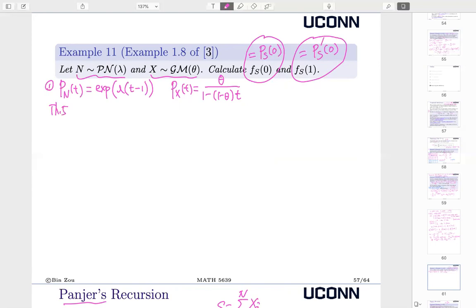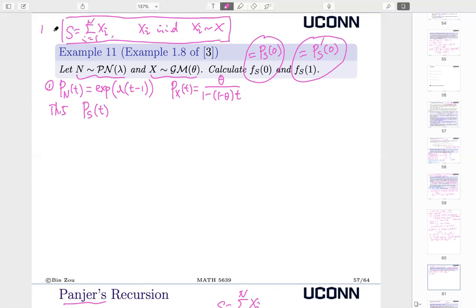By theorem 5, we know the probability generating function of S. By the way, let me repeat the definition of S again. Those X_i's are IID, and they have the same distribution as X. This is always the setup when we talk about compound distributions. So please remember this default setup. It's often the case that I don't specifically say this setup, but we always assume it. So by theorem 5, we know this is P_N of P_X.